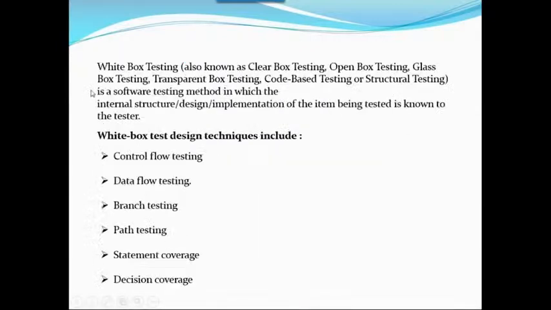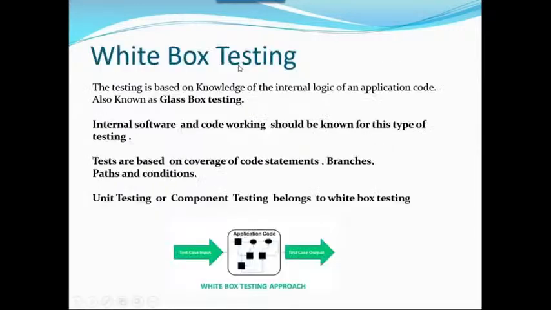Don't get confused here. White box is also known as clear box. Clear box means I'm able to see the code. Open box, I'm able to see the code. Glass box, transparent box, I'm able to see the code. There are many names, but you only need to remember one point: white box testing is done by the developer. At least before sending to the QA, they need to check whether the code is working properly or not. Is it clear?